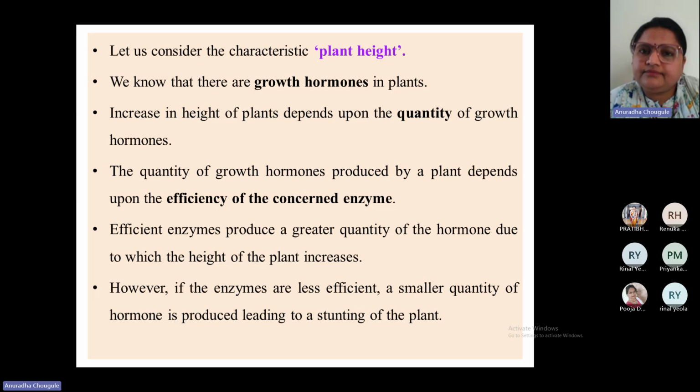For the growth of the plant, what is responsible? We are taking the example of plant height. Yes, tissues or cells, but you are near. For the increase of plant height, mainly the hormones, the growth hormones, are responsible. Can you tell me the names of growth hormones?